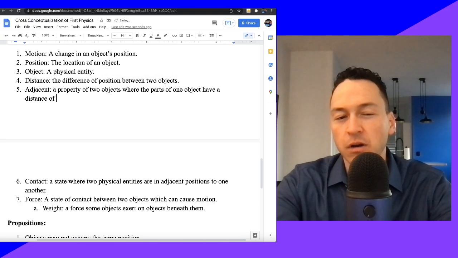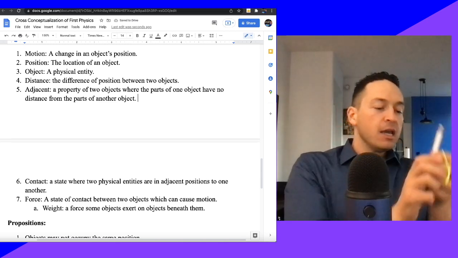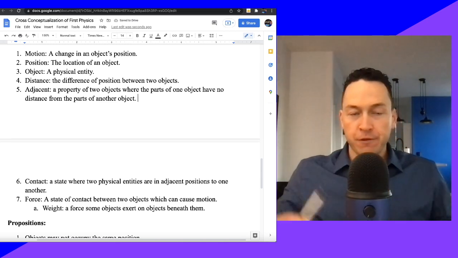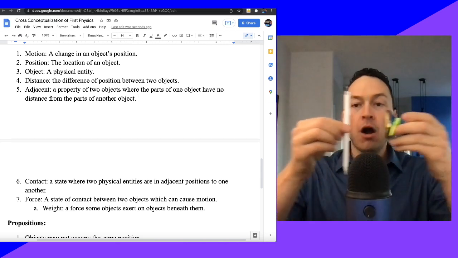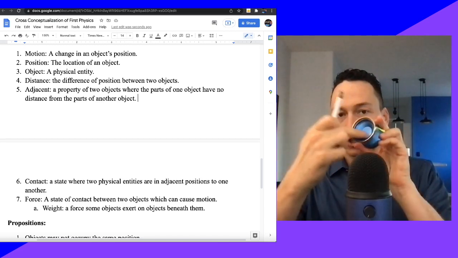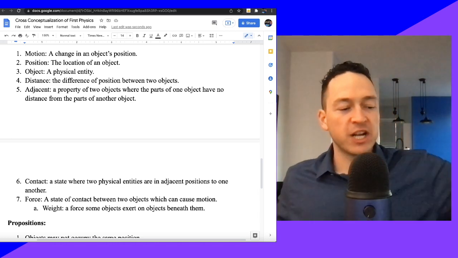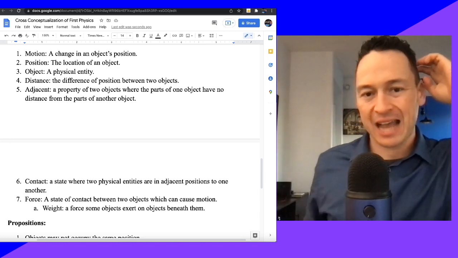A distance of 0. We don't even have no distance from the parts of another object. I'm talking about the parts because let's ram my Apple Pencil and my yo-yo together for the 14th time. Parts of the pencil are touching parts of the yo-yo. Notice the inner surface of the yo-yo. So we're just trying to be precise. That's what adjacent means. Only parts of them have to actually be touching.